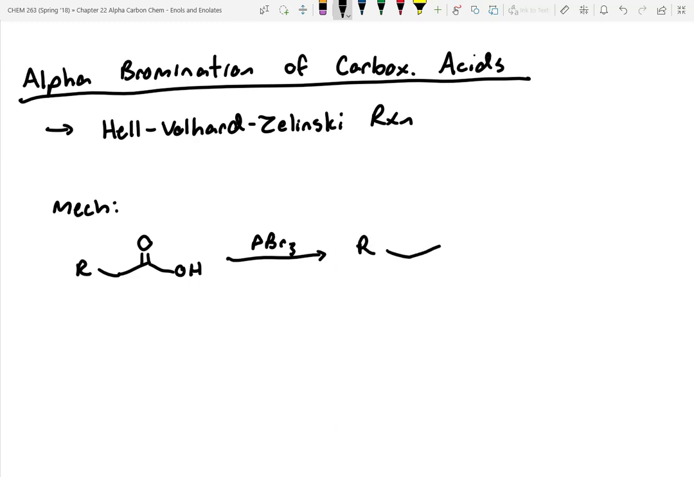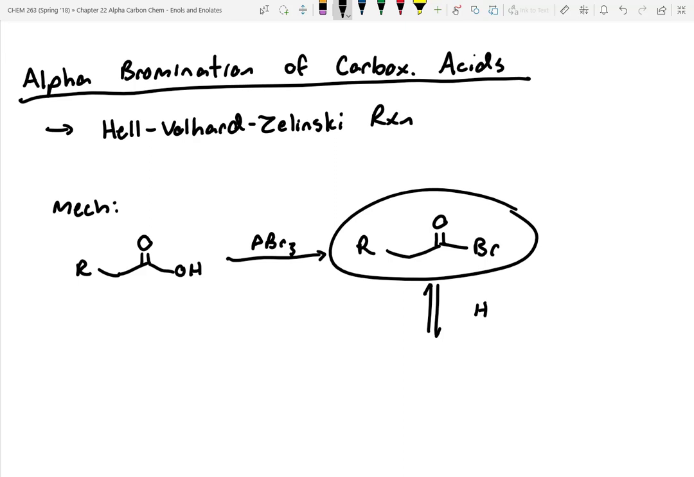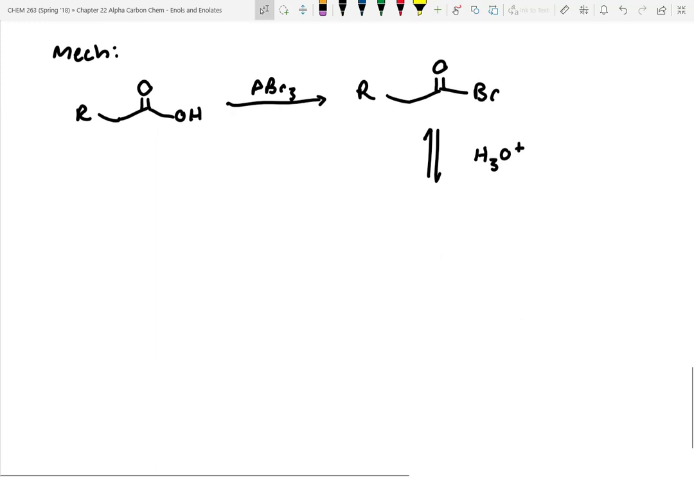Acid bromides are crazy reactive. They're not super common. However, you can work with them. And in the next step, what we're going to do is react this with strong acid. So this is an acid halide. They still call it an acid even though it has a halogen there. So in the next step, we're going to react this with strong acid, and we're going to try to form our enol. And we still have our bromine coming off right there.